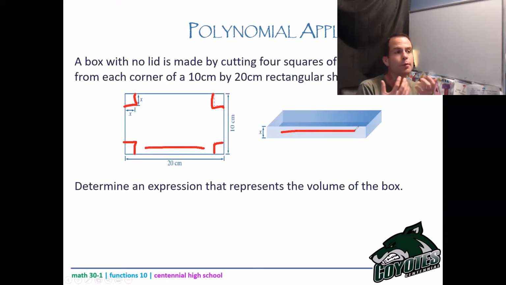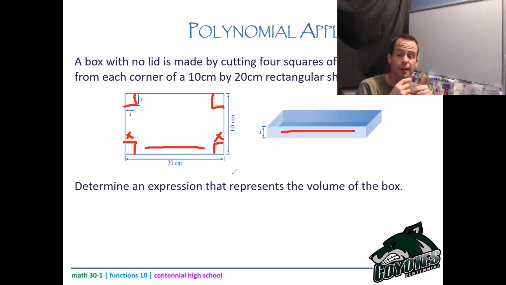Okay, so if I want an expression for the volume, volume is length times width times height. So length was 20, but look at this. I cut x away on this side and I cut x away on that side. So my new length is going to be 20 minus 2x, okay? And then same thing for the 10, it'll be 10 minus 2x for this dimension here, okay? So that's gonna give me the base area, essentially, the base length times the base width.